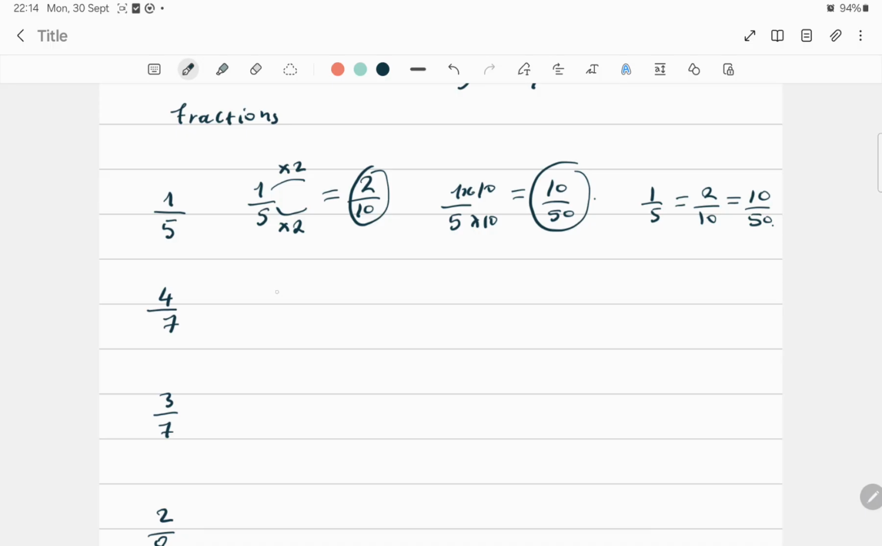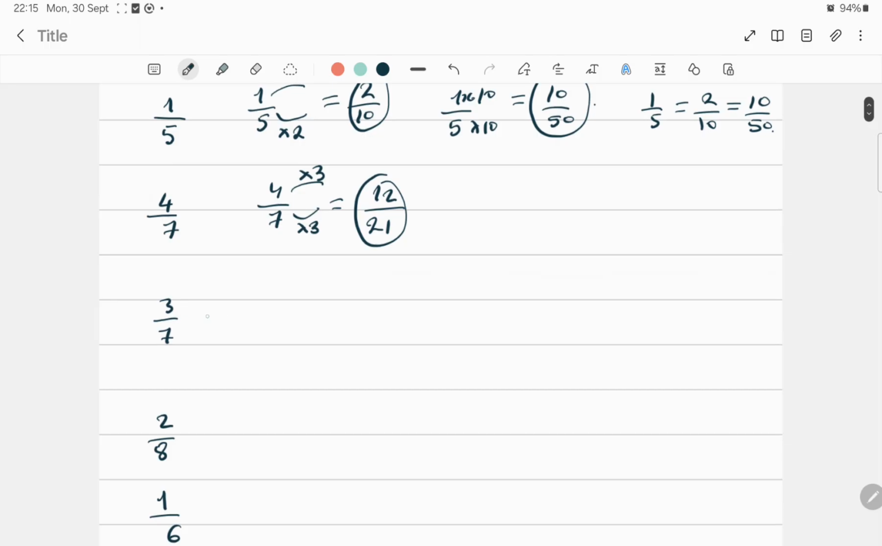Let's have a look at the second one. 4/7. Let's multiply that times 3, both the numerator and the denominator. So 4 times 3 is 12 over 7 times 3, 21. This is another equivalent fraction. Let's take that and multiply that times 11. 3/7. This is 33/77.